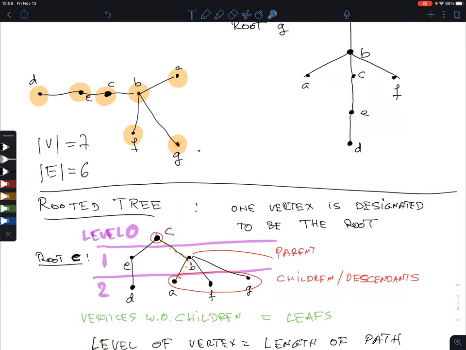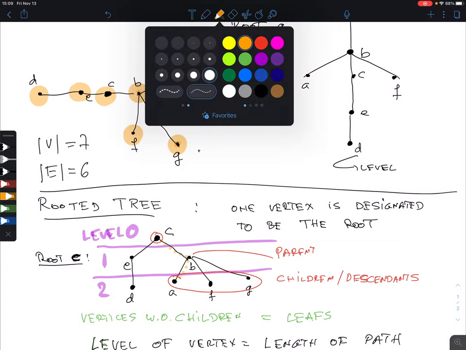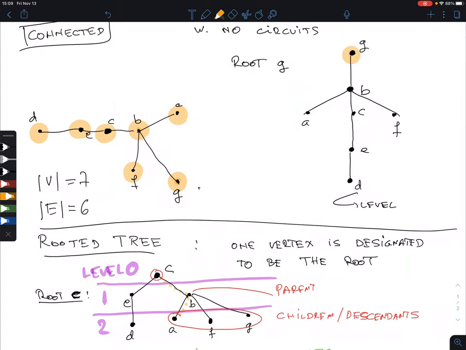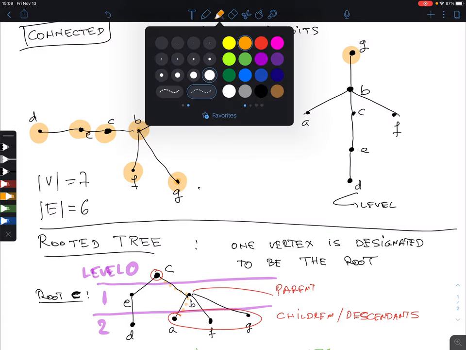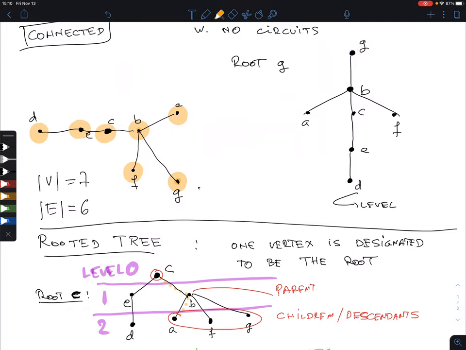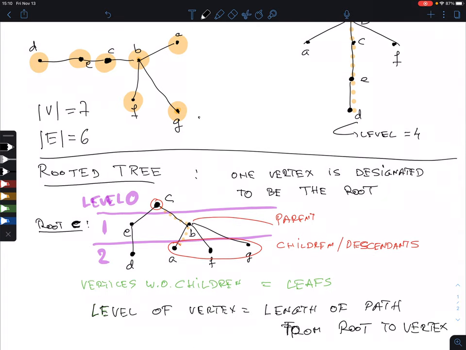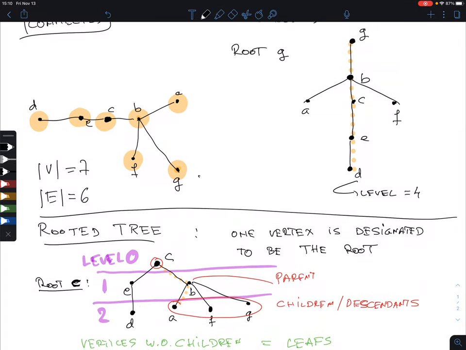The most drastic change is, of course, as you see, the level. So what is the level on this one? Well, we just calculate the path, right? So the path: 1, 2, 3, 4. So D has level 4, whereas before it had level 2. So you see, it changes the parent-children relationship by choosing a different route. That makes sense, right? But it also changes the shape, if you want.